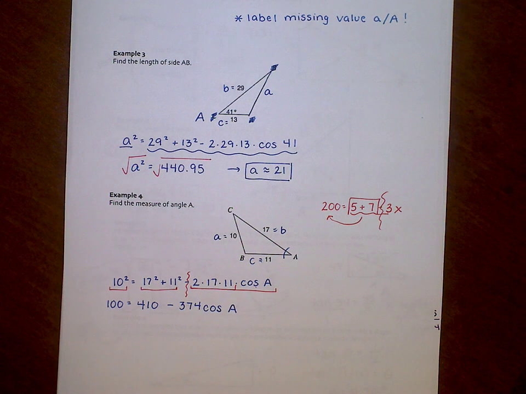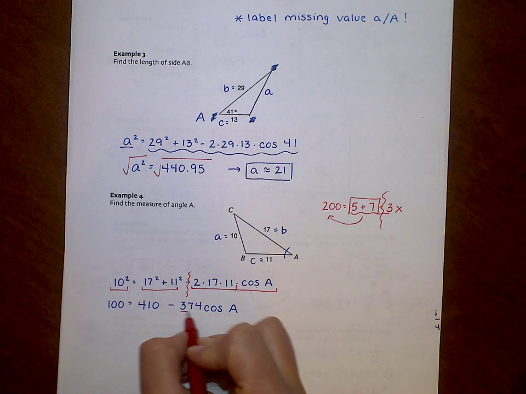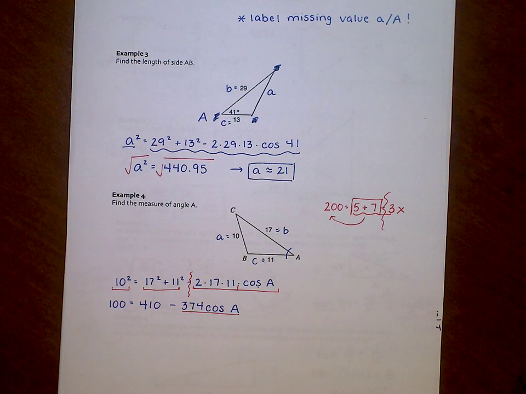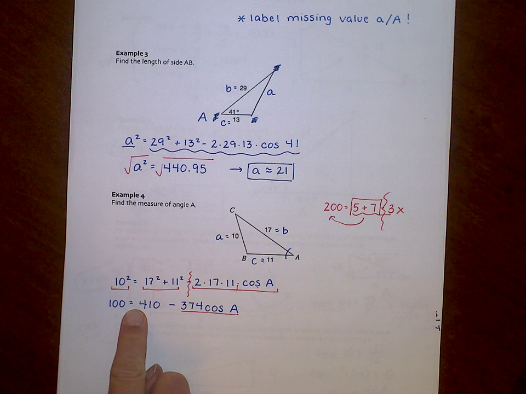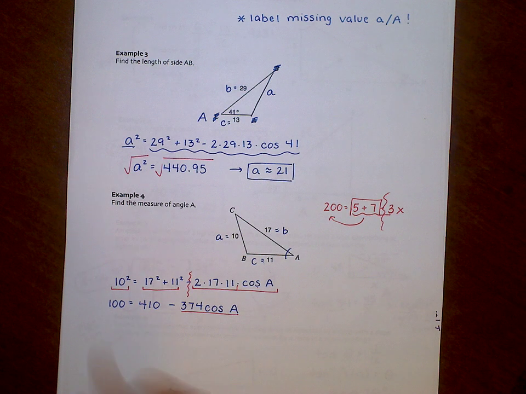Okay, the worst thing I see at this point is a lot of the times I see people remember that they have to do this in 3 pieces. Okay, so they do the 3 pieces, and then they get here, and then they go ahead and actually subtract these 2 numbers anyway. If I was going to subtract these 2 numbers, I would have just done it up here. I would have just put all of this together. The 374 is still attached to cosine A. So I can't combine that 374 with the 410. What I can do is move the 410 to the other side.